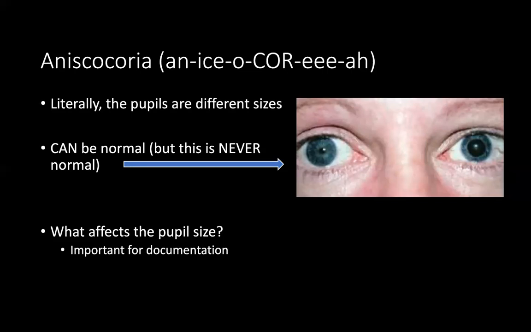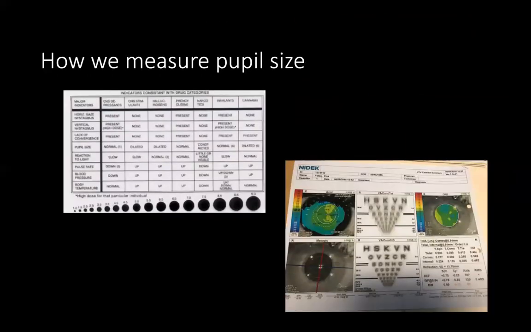So it's also important when you have pupils of different sizes to document what affects the pupil size. Does light make it constrict? So if we saw this patient and had a light shining into that left dilated pupil and we see it constrict, we would want to document the left pupil is dilated but constricts to light, right? Or the left pupil is dilated and constricts to accommodation but not light. That's something that's also important for us to understand.